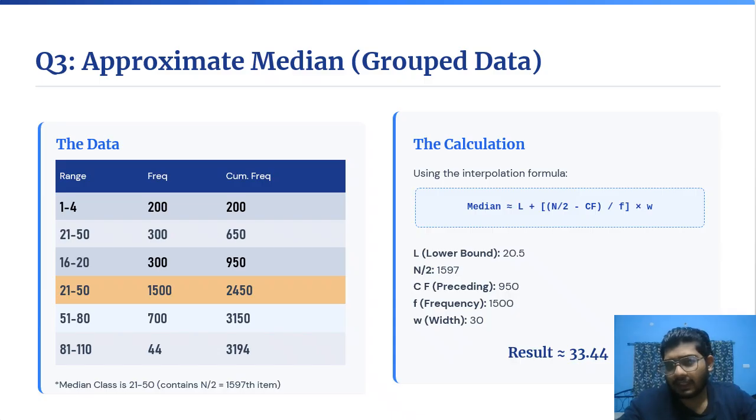We will put every value given below into the formula and calculate it. The result we get is approximately 33.44. This is the interpolation formula for median, and from here we can see that the median class is 21 to 50, that contains the n by 2, the 50th item. So now we will go to the next question. I hope this is clear.